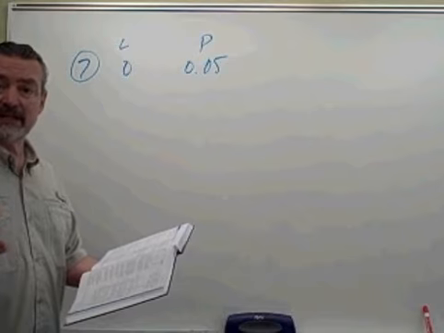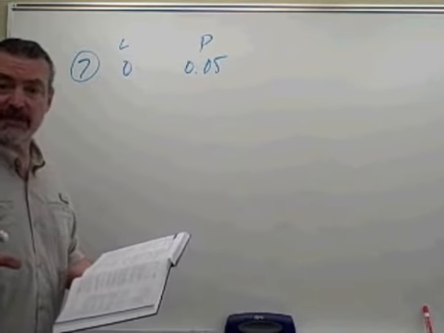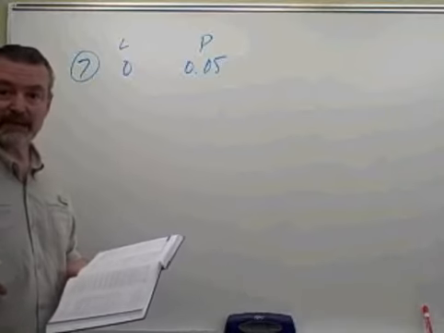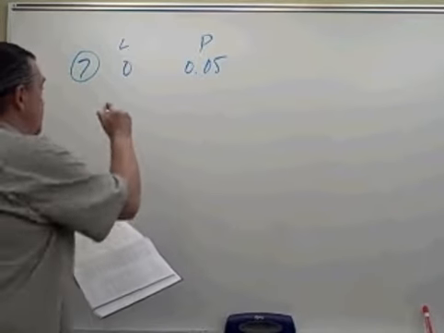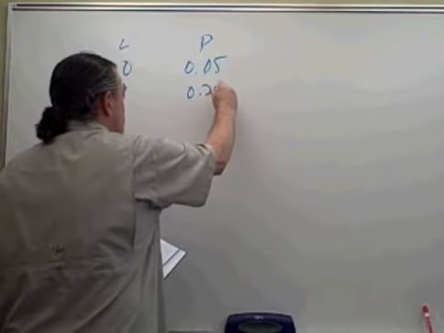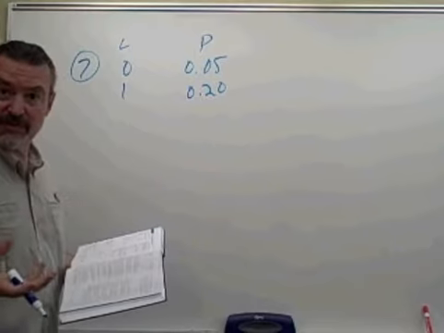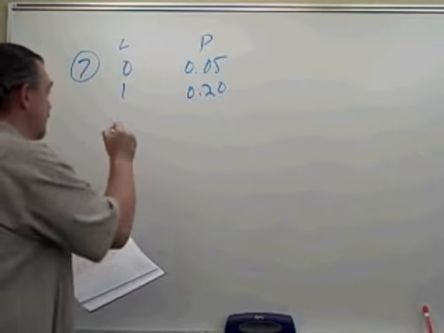Basically what that's saying then is when the store kept track, 5% of the customers didn't buy any bread. As far as 1 loaf of bread, the probability was 0.20, or that would mean 20% of the customers bought 1 loaf of bread.